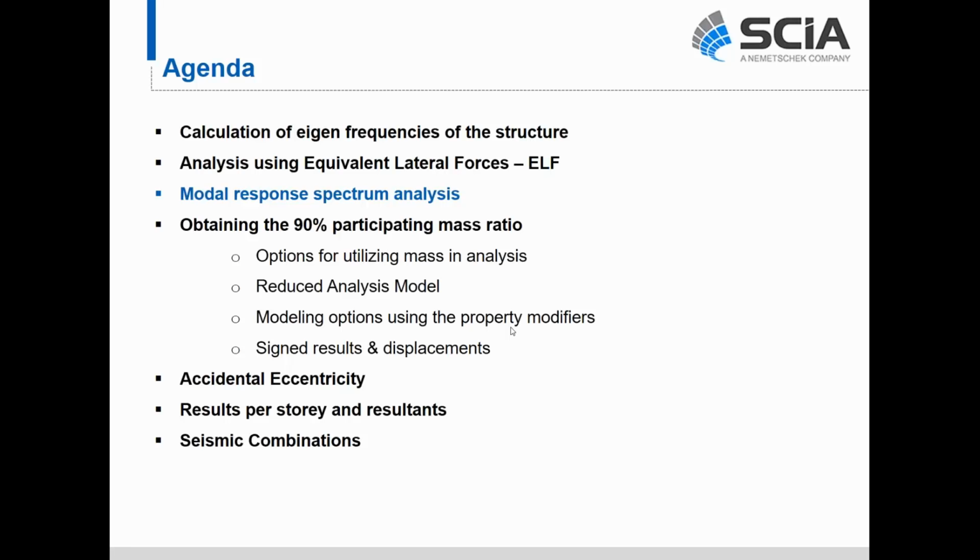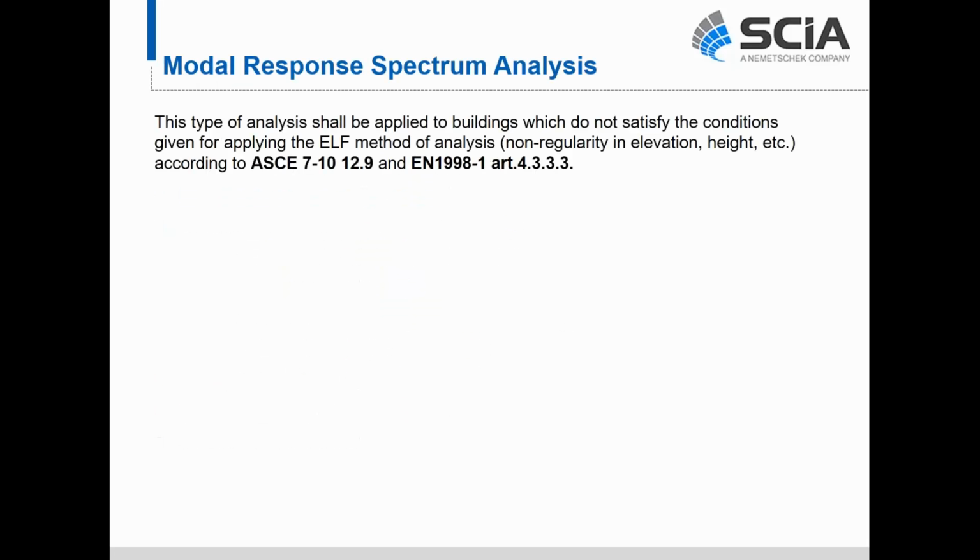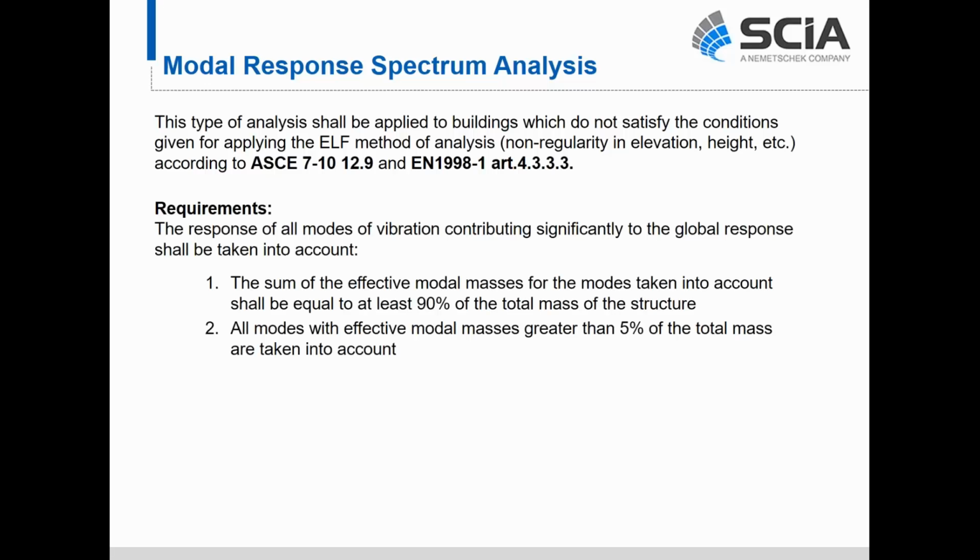Okay, now like I mentioned, the equivalent lateral force procedure is probably most widely used here in the United States, but there are many cases when you just can't use the equivalent lateral force procedure anymore. And so you need to jump into Chapter 12, Section 9 of ASCE and a modal response spectrum analysis. This is applied to the types of buildings which don't satisfy the conditions of ELF, whether it's a non-regularity in elevation, a height restriction, or whether we're past a certain site class or seismic design category. And in this case, this is a response to the vibration of given eigenmodes and how they contribute to the global response of the system.